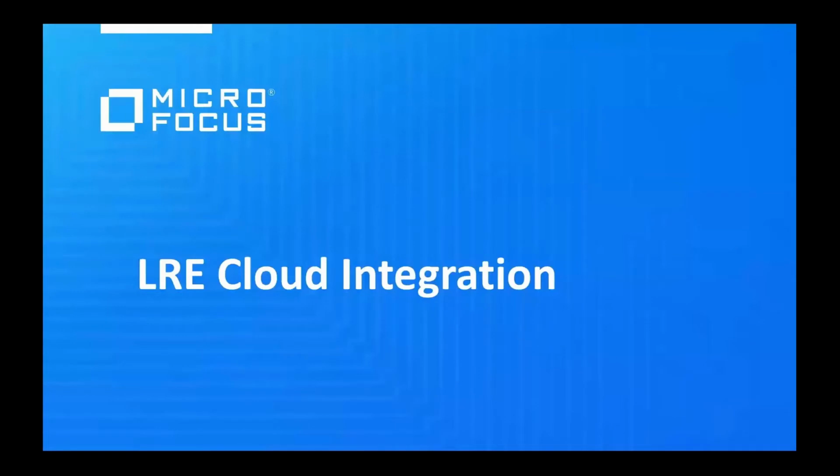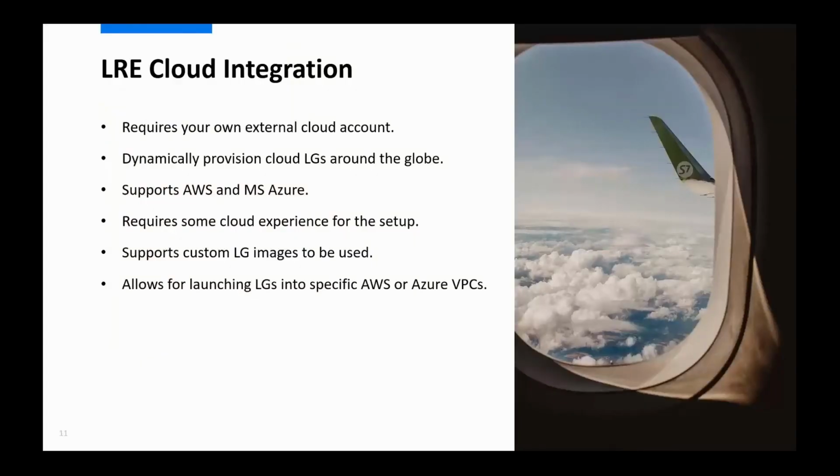So if you're looking at the LoadRunner Enterprise Cloud integration here, the third way to do this is to use the built-in cloud integration in LoadRunner Enterprise. And again, it requires your own account with a cloud provider, which can be either with AWS or with Azure. And it allows you to dynamically provision cloud load generators around the globe from any supported location.